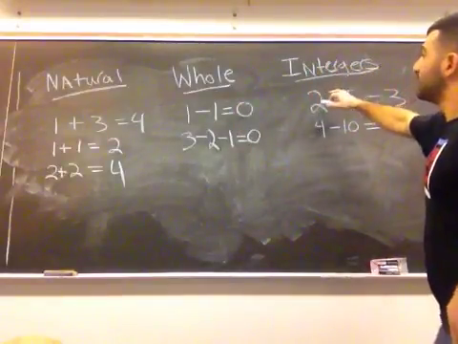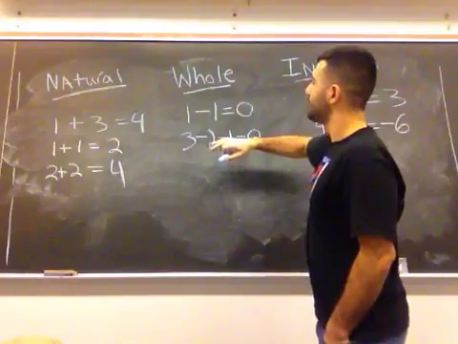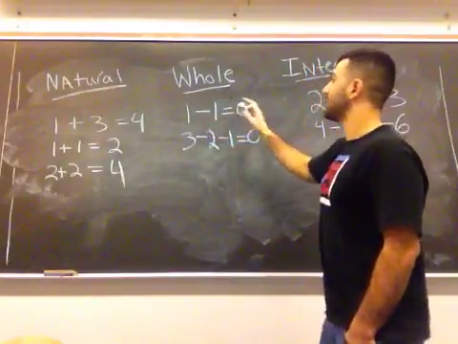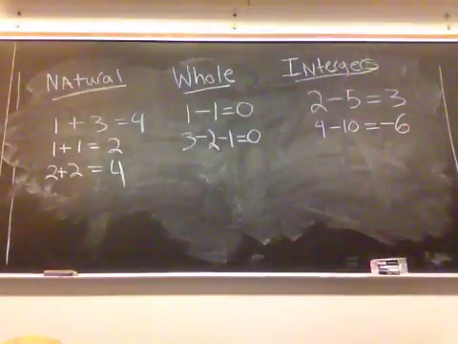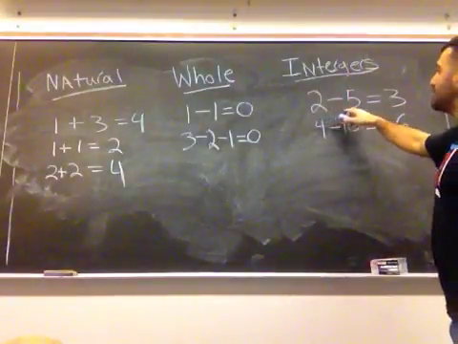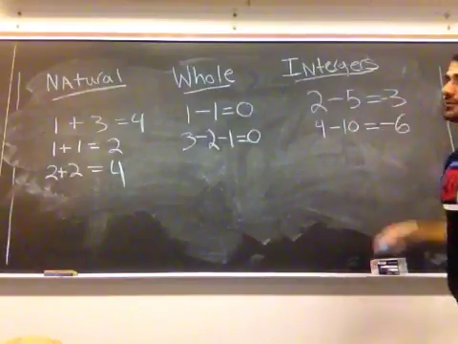Now let's see if we could write some equation that needs negative numbers, that you can't solve by just using whole numbers and natural numbers. So let's talk about integers. 2 minus 5 is what? It's not 3, it's negative 3.